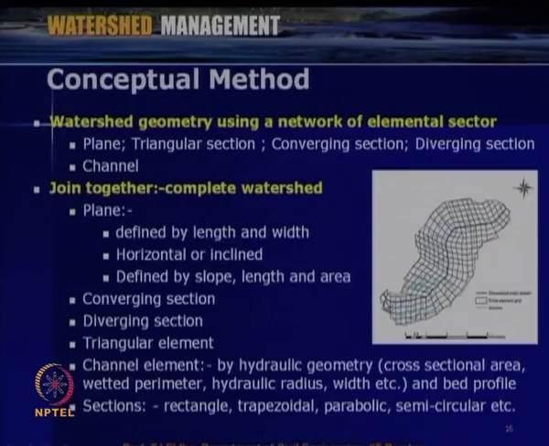As far as this watershed is concerned, this is the channel. We will be considering what the cross sectional area of this channel is, the wetted perimeter, hydraulic radius, width, etc., and the bed profile. The channel section can be rectangular as usual, trapezoidal, parabolic, semicircular or triangular. Various sections are possible as far as the channel section is concerned. Now, in the geometric approach, we can assemble all these elements together, so that the entire watershed can be represented by one or another kind of these elements.